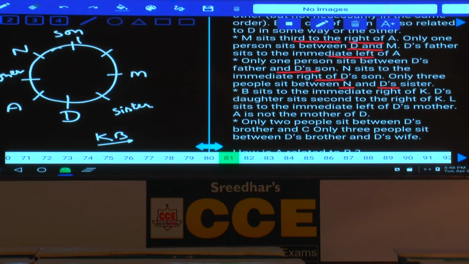Hence, B must be the son. That is the only possibility left over. Isn't it? K will be here, because this is the only place wherein we can find two vacant places for persons. Hence, B is to the immediate right of K. B sits to the immediate right of K.